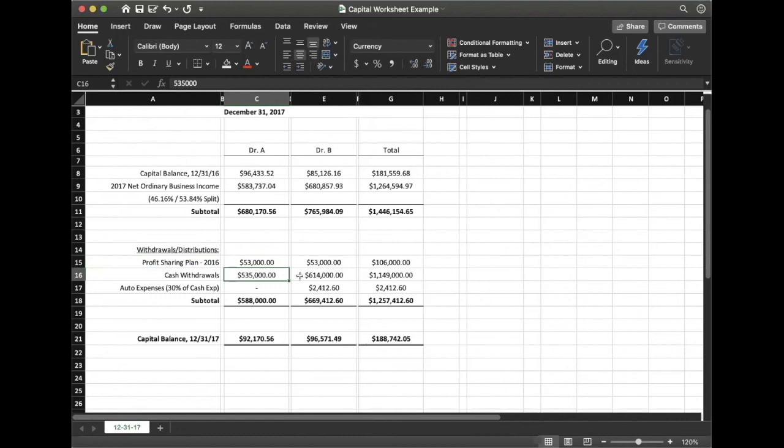535,000 to Dr. A, 614,000 to Dr. B. Dr. B also has auto expenses taken care of, meaning the company pays some of their auto expenses, but it comes out of their capital account. It's considered like a withdrawal. In this case, I totaled all the withdrawals up, and I did the total additions minus the total of subtractions equals their balance at the end of the year.